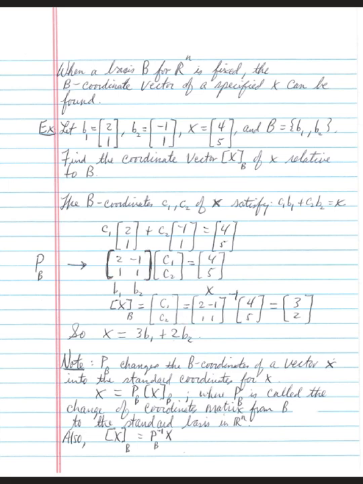Note, and up here I put them in bold brackets, P sub B changes the B-coordinates of vector x into the standard coordinates for x. X is equal to P sub B times x sub B, where P sub B is called the change of coordinates matrix from B to the standard basis in Rn. Now the steps we took up here to get x sub B is we took the inverse of P sub B and multiplied it times x. That was what we did here to get our vector that's x sub B.